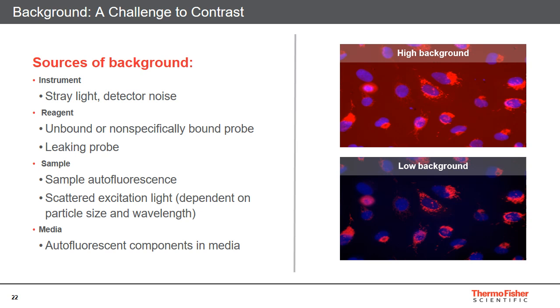The samples that we work with, of course, can also be autofluorescent, specifically in the shorter wavelengths, and the greens and the blues. And then the media that many of us use for culturing cells will have autofluorescent components that are very useful indicators of pH, but are quite detrimental in terms of image quality.